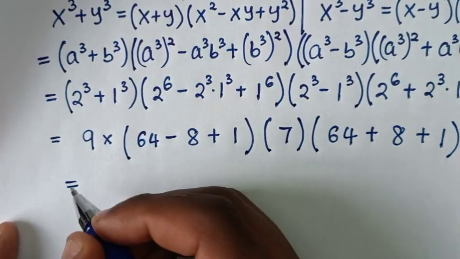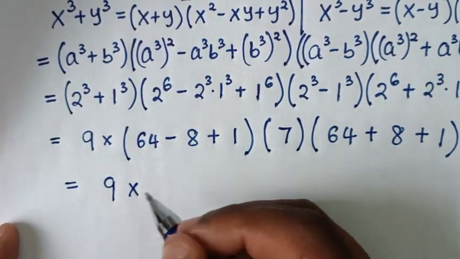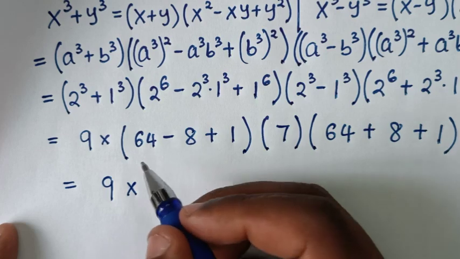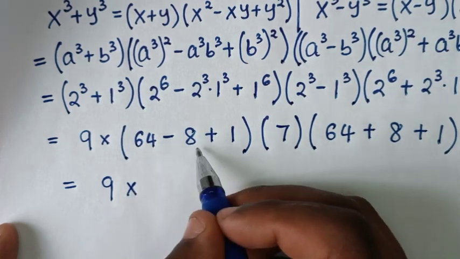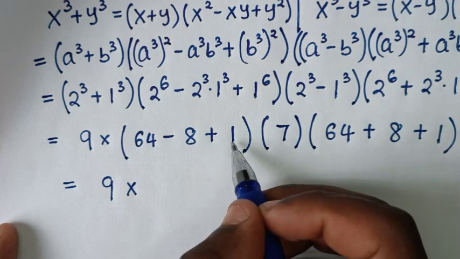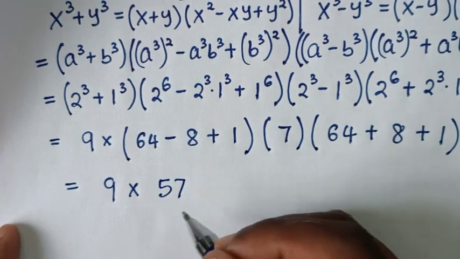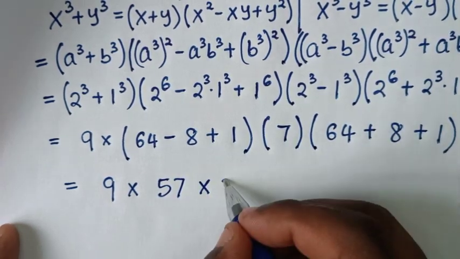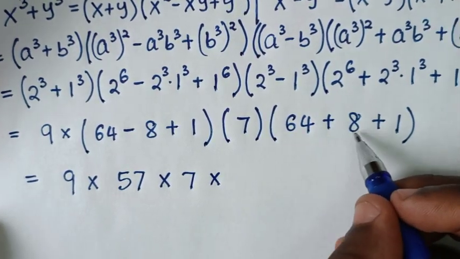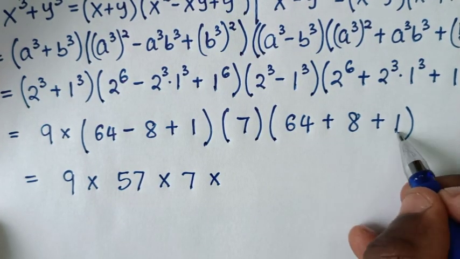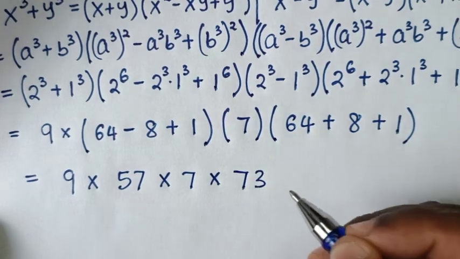Then it will be equal to 9 times 64 minus 8, which is 56, 56 plus 1 is 57, then times this 7, then times 64 plus 8 is 72, plus 1 is 73.